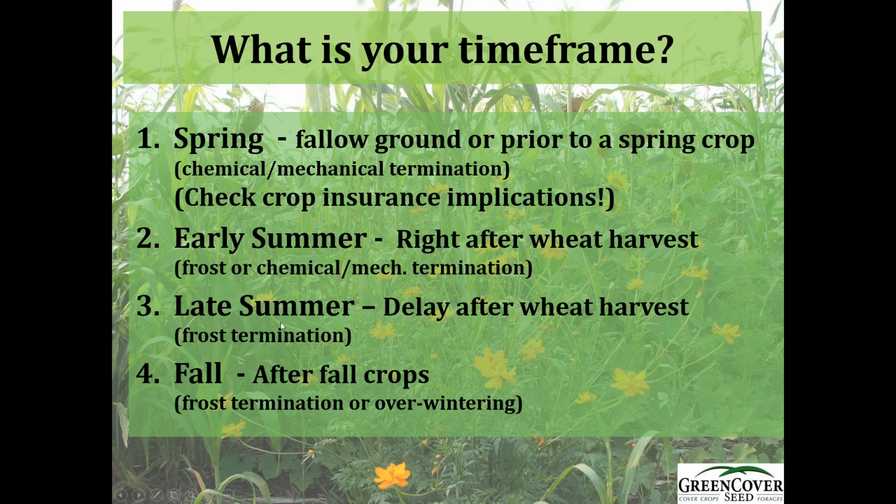So we would call that kind of a late summer planting, from the middle of July through the middle of September, depending on where you're at. And then, of course, the fall seeding of cover crops, coming in after corn harvest, after bean harvest, or just a later planting based on the other rotations that you have within your system.